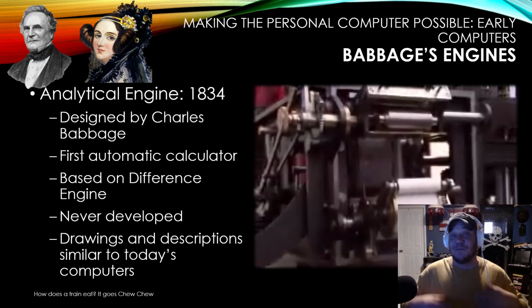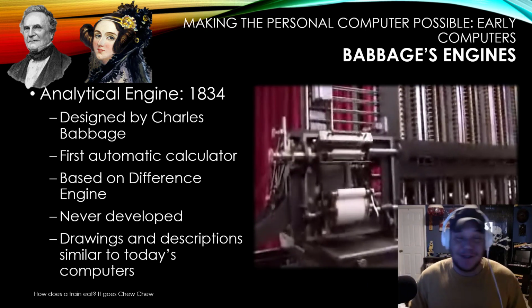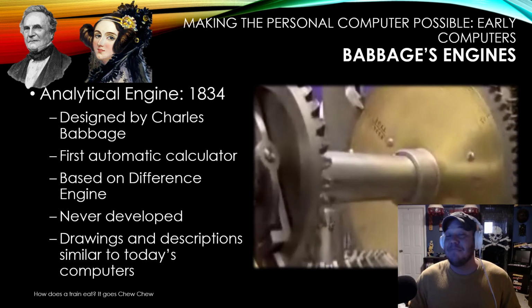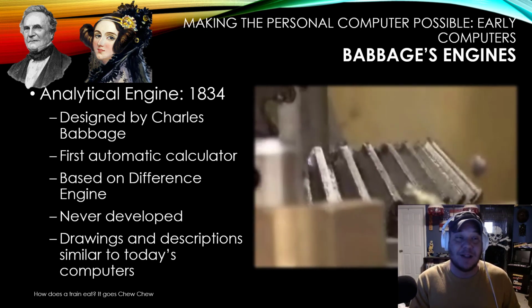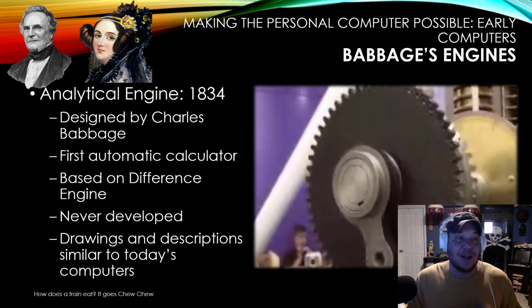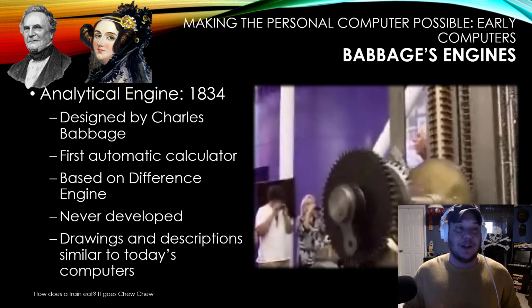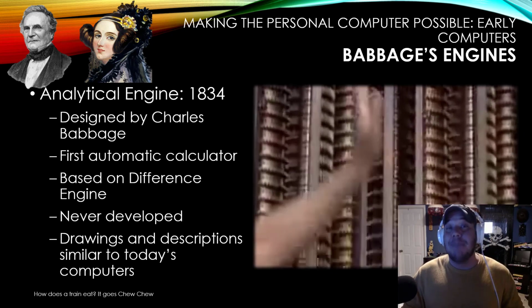Now, with all her impressive abilities, the Enchantress of Numbers, Ada Lovelace, was amazing. But that's because she also had a mentor or a peer or a colleague who was the father of computing. Charles Babbage created what was called the analytical engine in 1834, and it was designed to be the first automatic calculator.